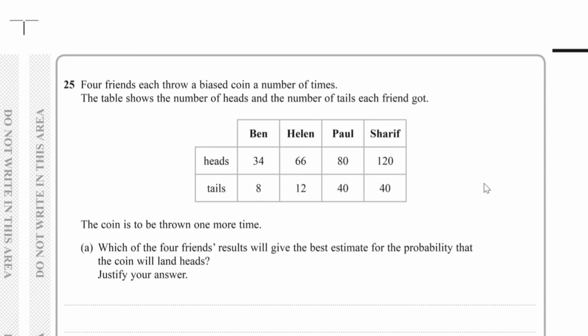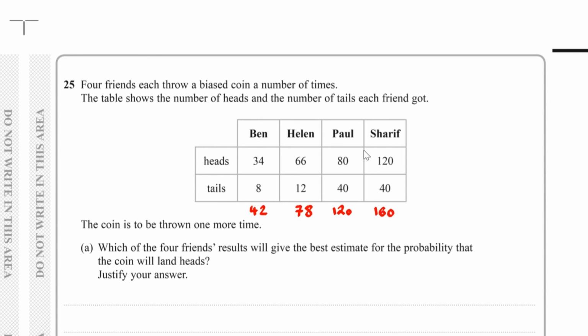Well, how many trials would Ben have? Ben would have 34 plus 8, which is 42. Helen would have 66 plus 12, which is 78 trials. Paul would have 80 plus 40, which is 120 trials. Sharif would have 120 plus 40, which is 160.